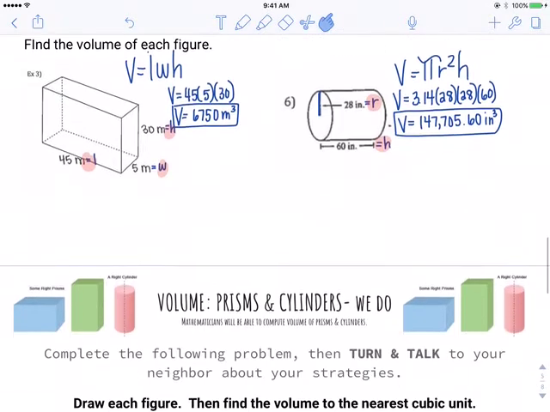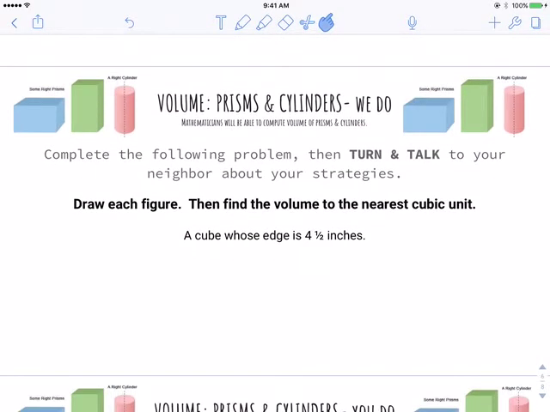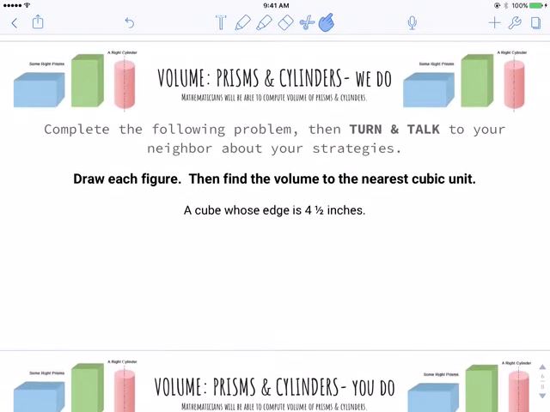All right, moving on. You can pause the video again and turn and talk to your neighbor. On these, we are going to need to draw a picture. So before you even start finding the volume, you should make sure you draw a picture, because on a test or a quiz, you would get points for showing the representation. So go ahead and pause this, try and figure it out, and come back and you can listen to me go through the explanation. For this, we know it's a cube.